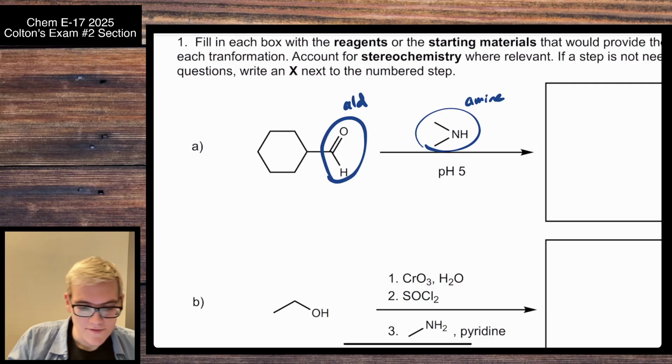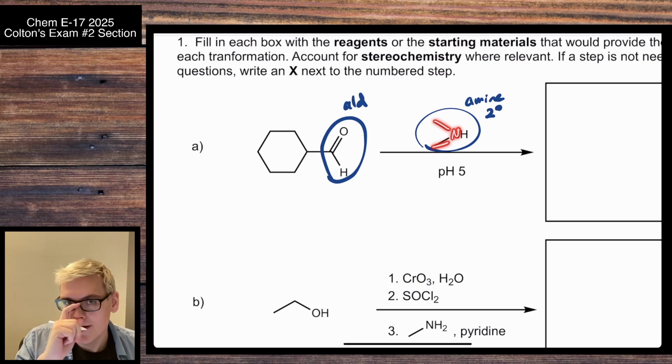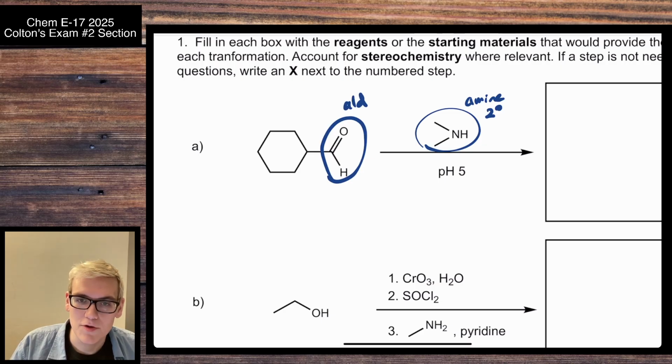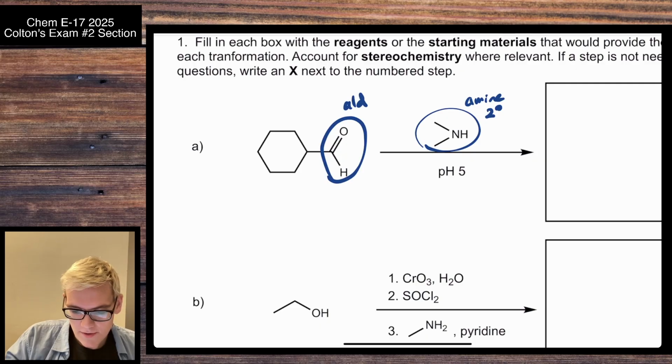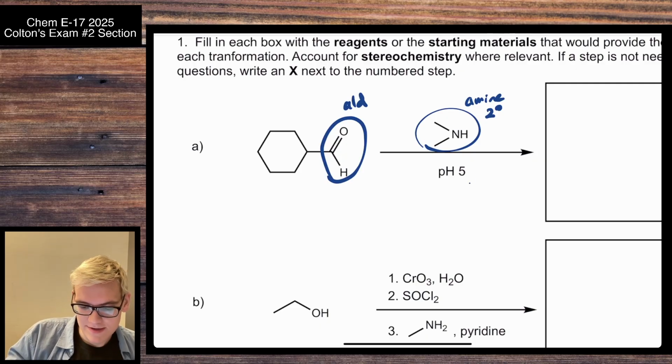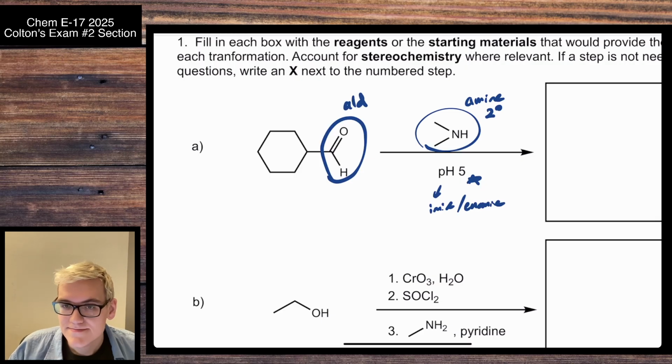For the folks who answered, it is indeed a secondary amine, and it's because we have 2 things attached to our nitrogen. Remember, our amines, primary, secondary, tertiary, is slightly different than how we label alcohols as primary, secondary, and tertiary. So the other key thing that we have here is pH 5. pH 5 is a dead giveaway that we are in the amine, enamine family of reactions.